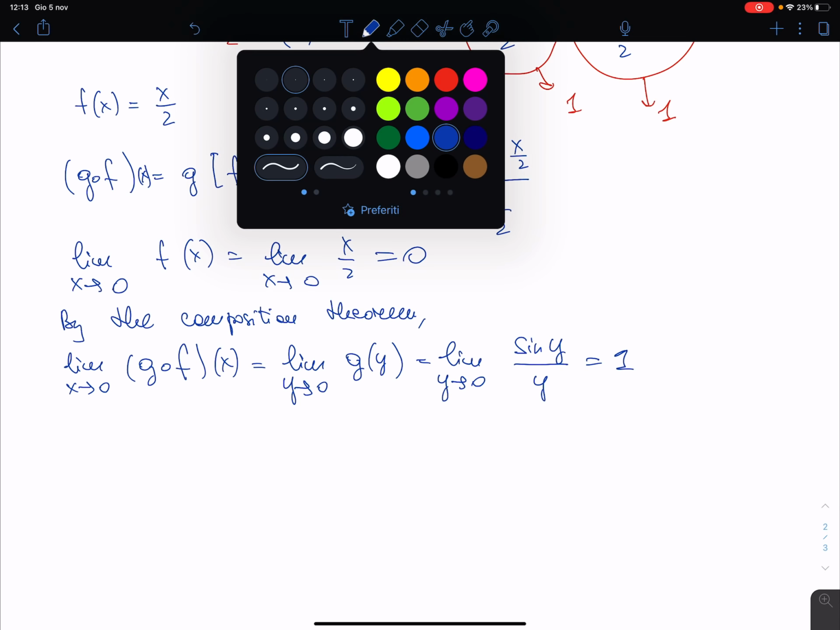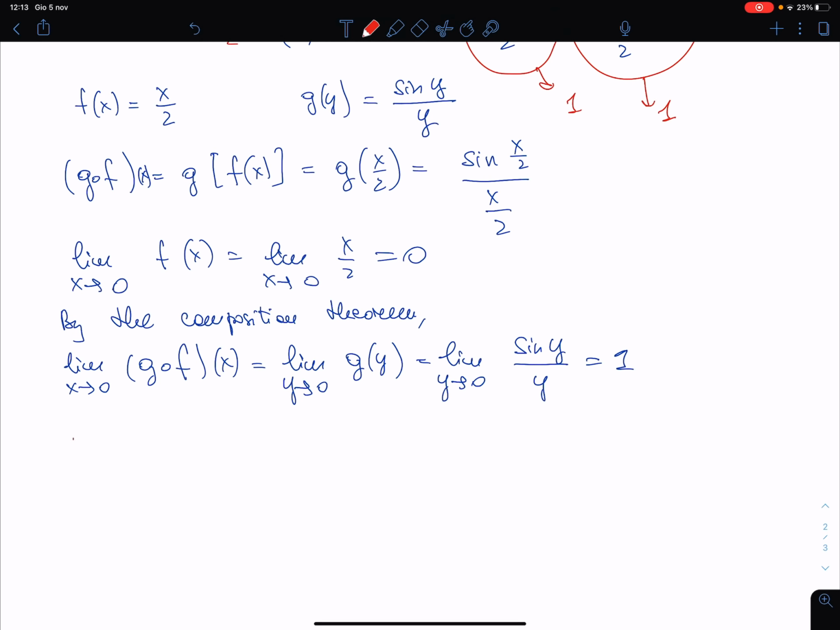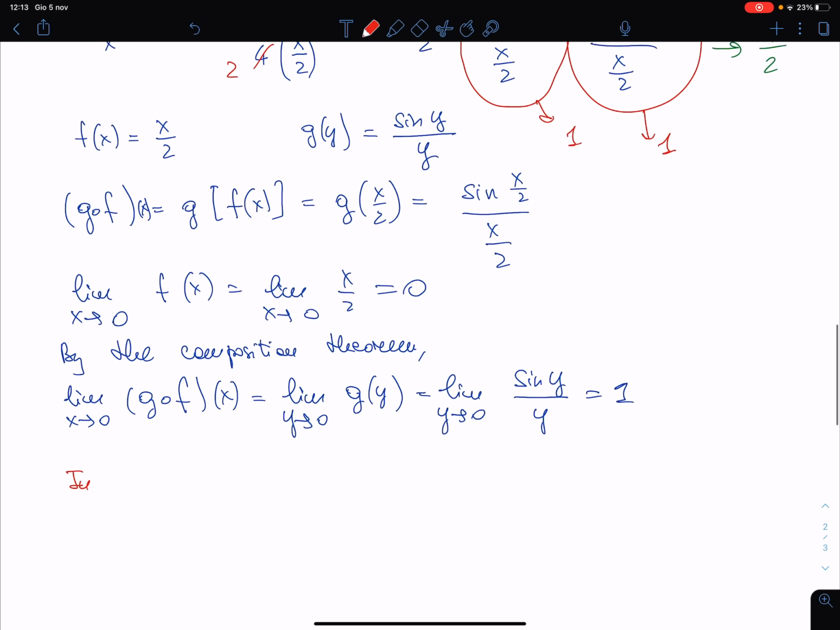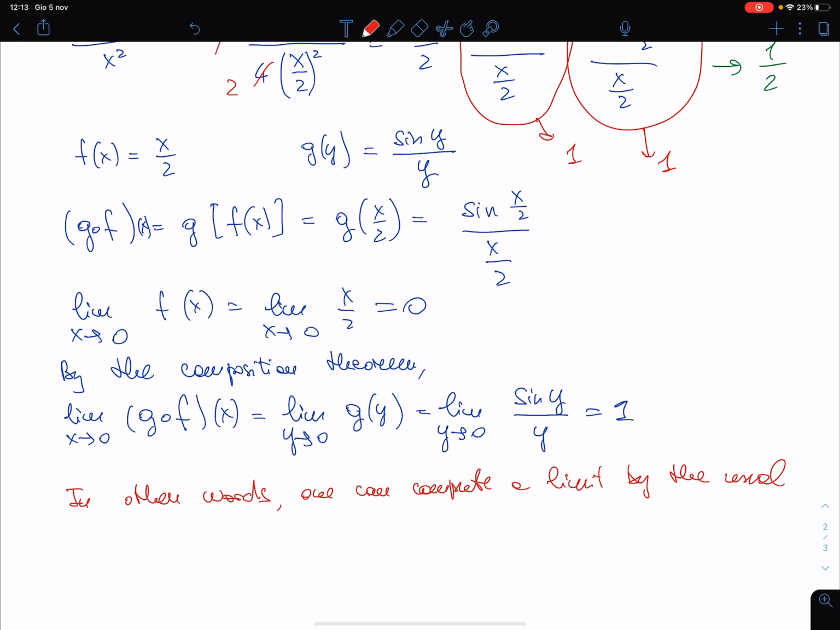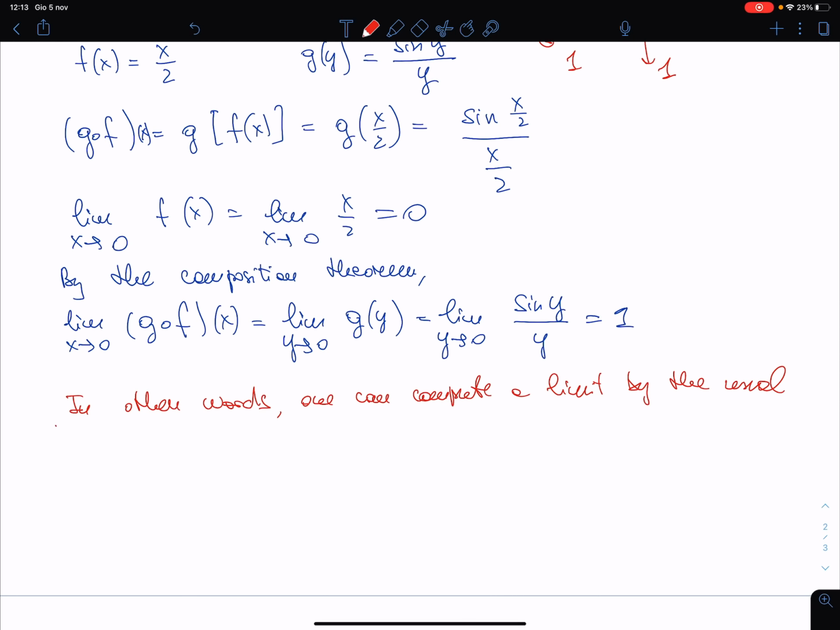So, in other words, in practice, one can compute a limit by the well-known, usual change of variable procedure.